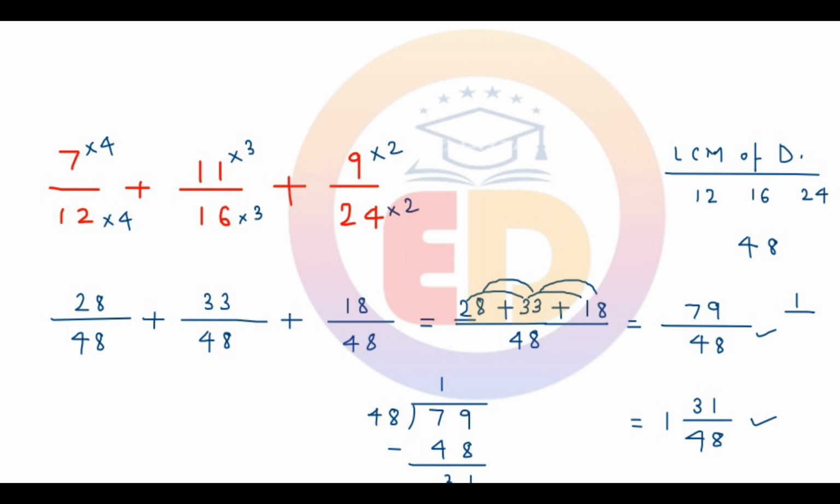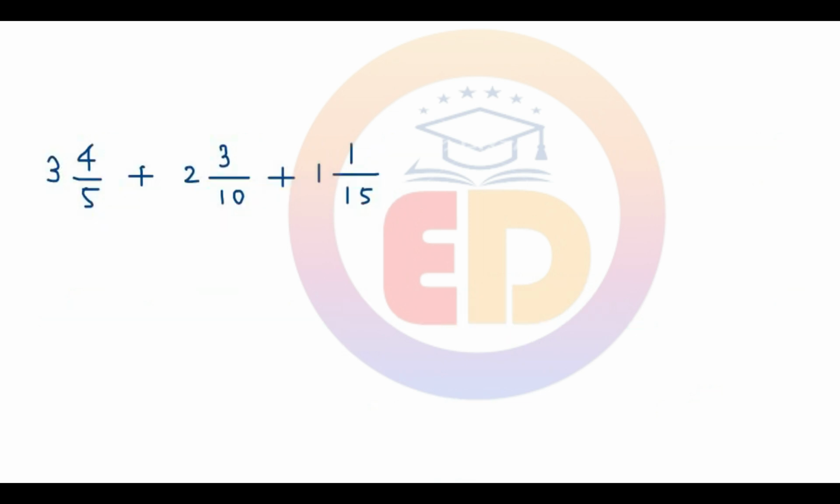Now this is a very classic question, and students should prepare themselves to solve such kind of questions in the examination. 3 whole 4 upon 5 plus 2 whole 3 upon 10 plus 1 whole 1 upon 15. We will discuss two methods of solving such questions. The first method is slightly longer and the second one is slightly shorter. You can use the method you are comfortable with. In the first method, we will convert all these mixed fractions to fractions and then we will add them.